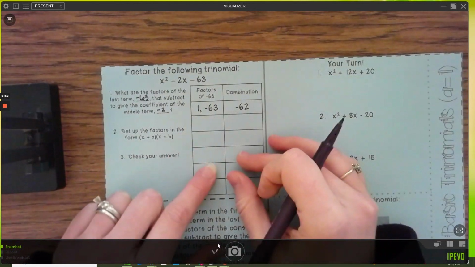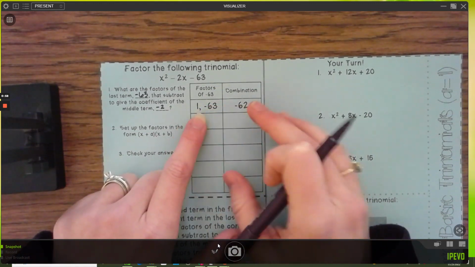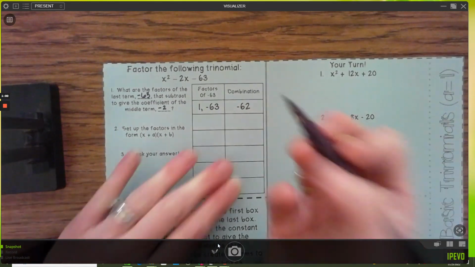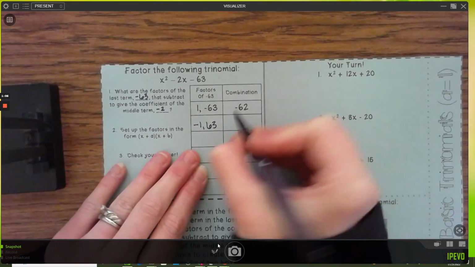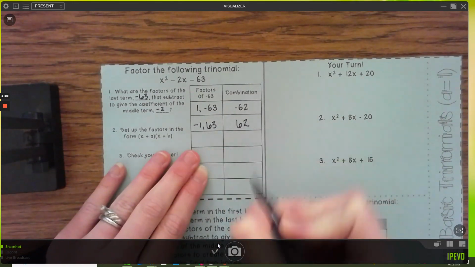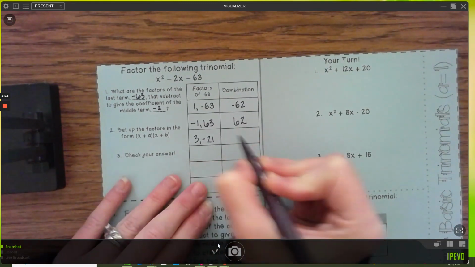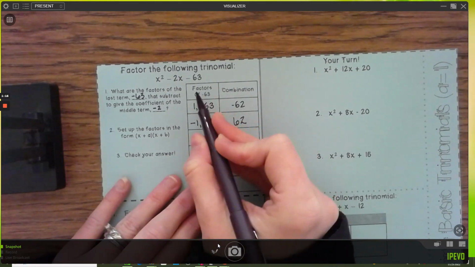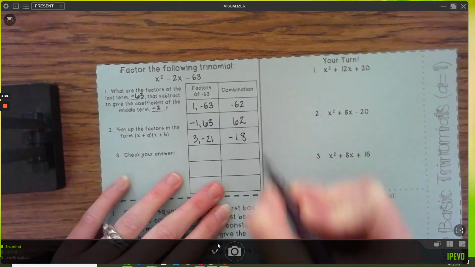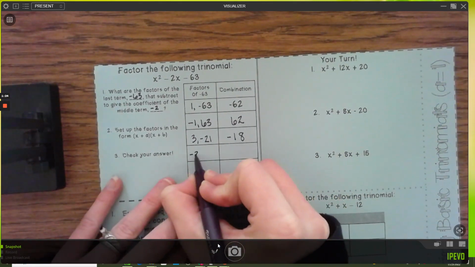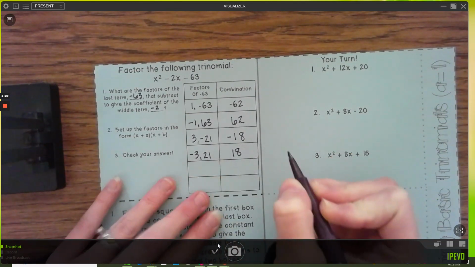I've got a factor chart here. Factors of 63: we've got 1 and negative 63, and if I subtract these two numbers, I get negative 62. I can have negative 1 and positive 63. If I subtract those, I get 62. 3 and negative 21: 3 times negative 21 gives me negative 63, and if I subtract those two values, I get negative 18. I could flip it and do negative 3 and positive 21. If I subtract those, I get positive 18.